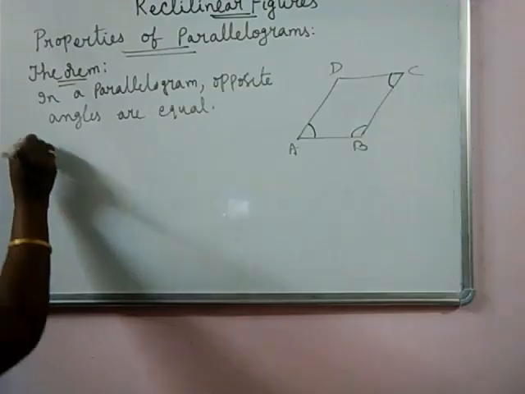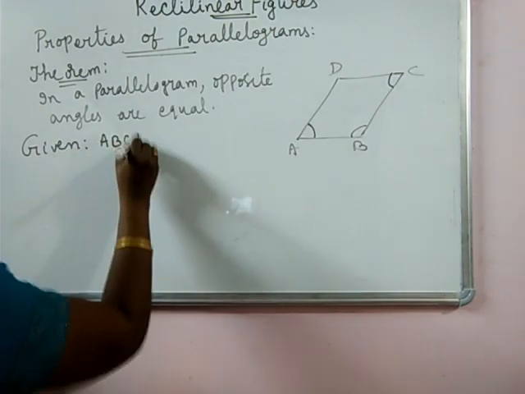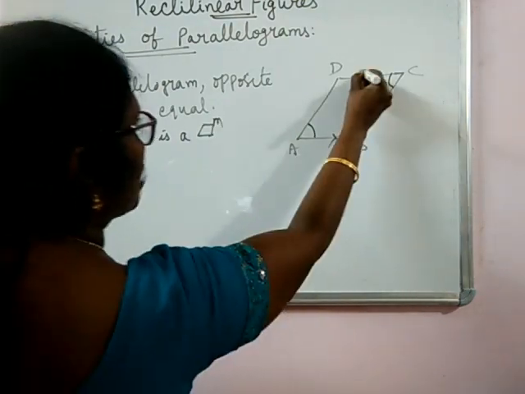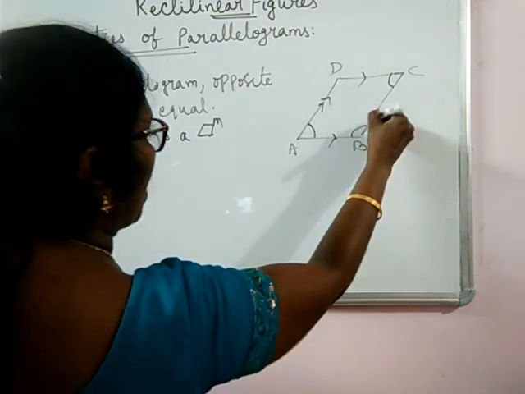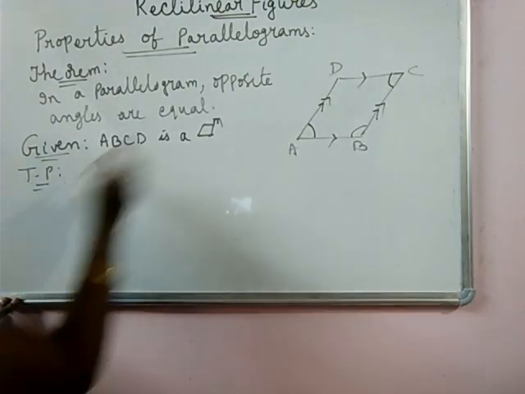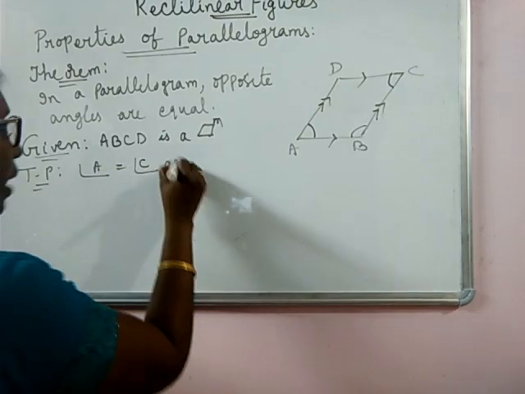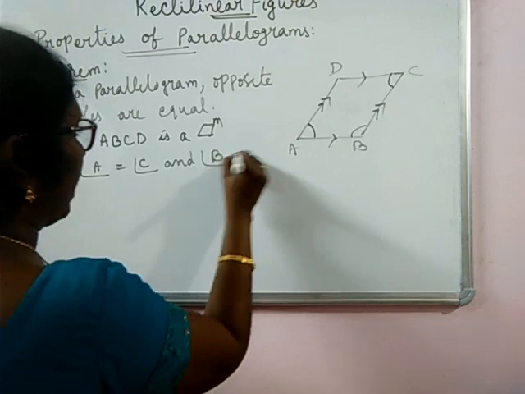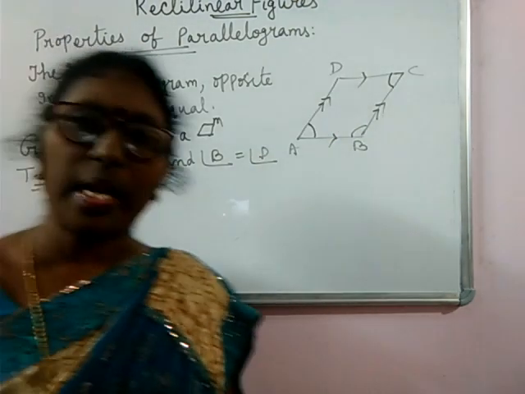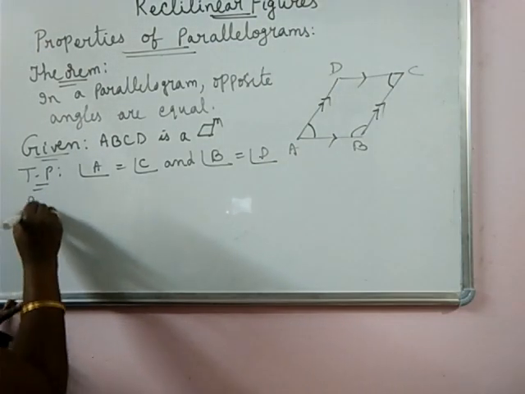What is given to you is ABCD is a parallelogram. That means AB is parallel to DC, AD is parallel to BC. You have to prove that opposite angles are equal. Angle A is equal to angle C and angle B is equal to angle D. Very simply, without drawing the diagonal, let me prove it. Proof step.